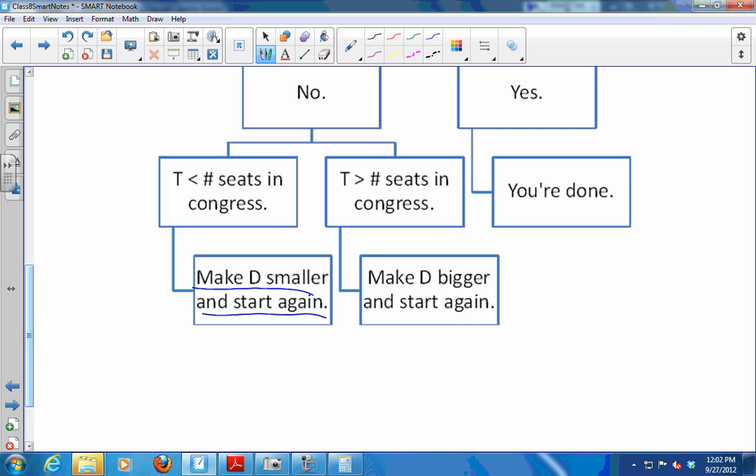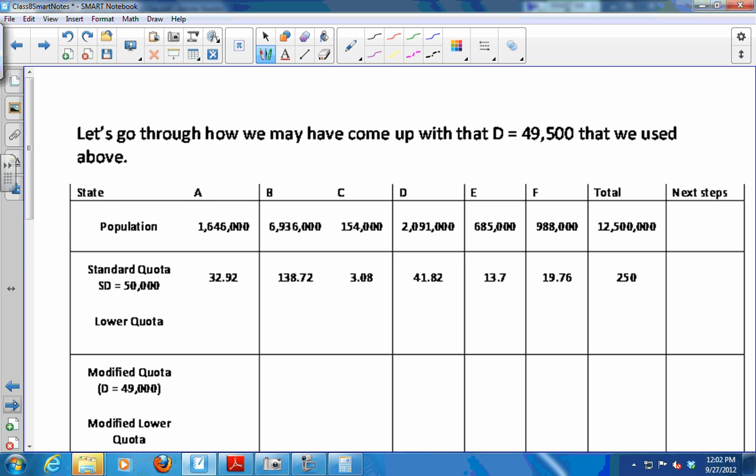So in our case, the number was too small. We only had 246 seats, so we made D smaller, and it worked out perfectly. But if we made D too small, then the number of seats might come out too big, and then you have to make D bigger. And so you have to kind of narrow in on it. So let's just go through how we might have come up with that 49,500.